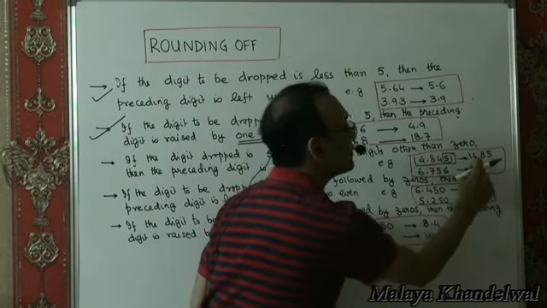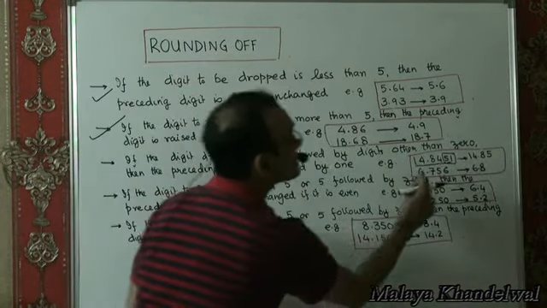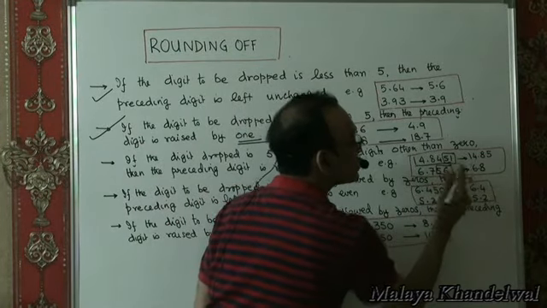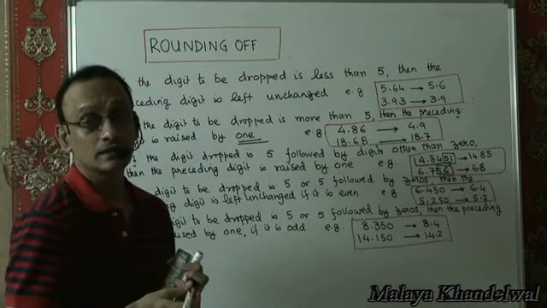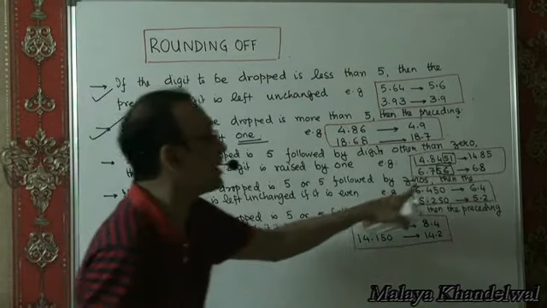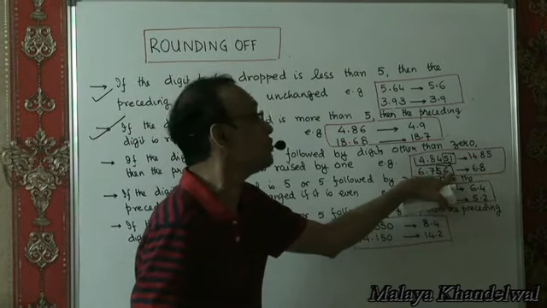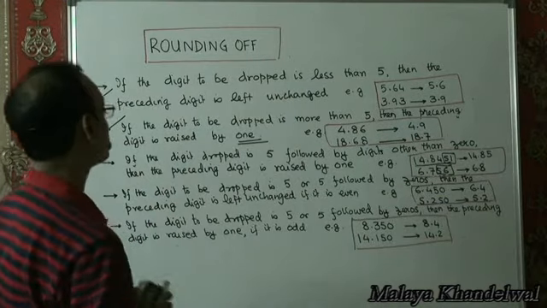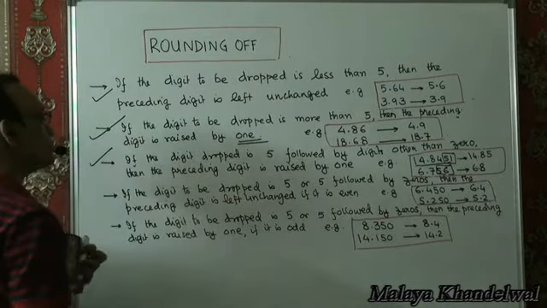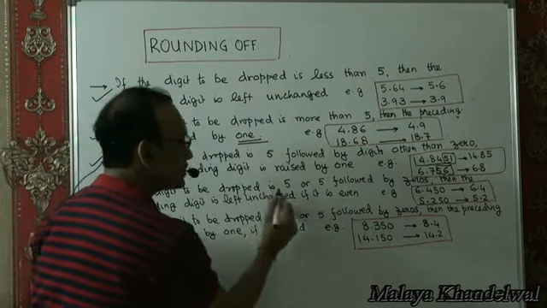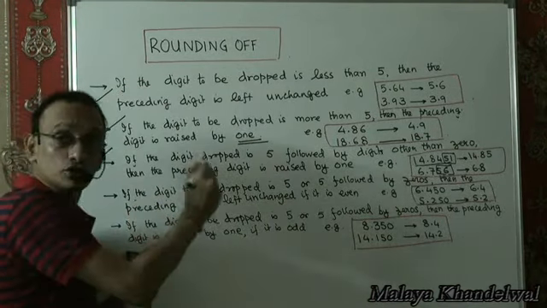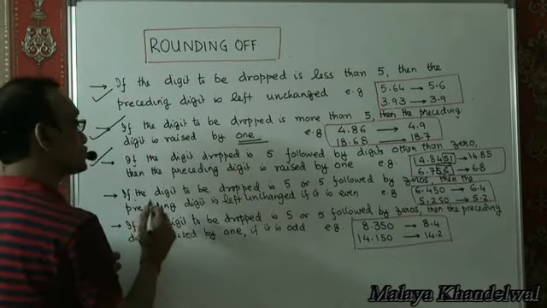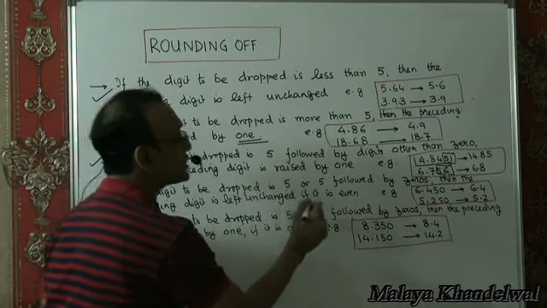It will become 14.85. Then look at this, 6.756. I want to drop 5, 6. So it's 5 followed by digits other than 0. If I have to drop this, I will raise this by 1. This will become 6.8, right? So that's rule number 3. Look at rule number 4. If the digit to be dropped is 5 or 5 followed by zeros, then the preceding digit is left unchanged if it is even.